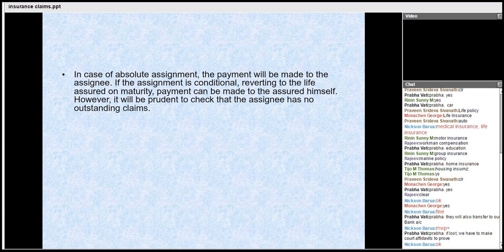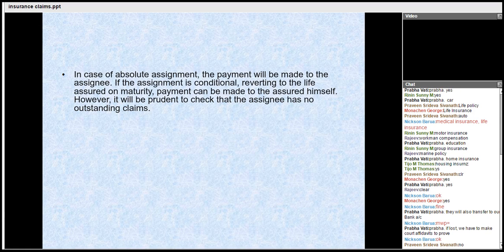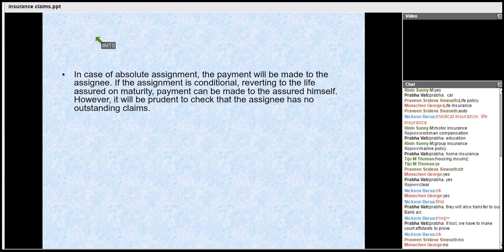Does anyone know about that act? They will also need your identity proof. Okay, clear? Is it clear, everyone? Does anyone know about it?